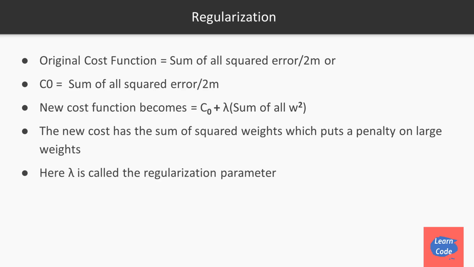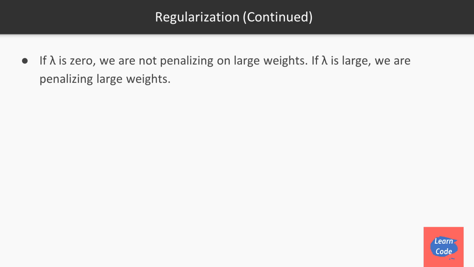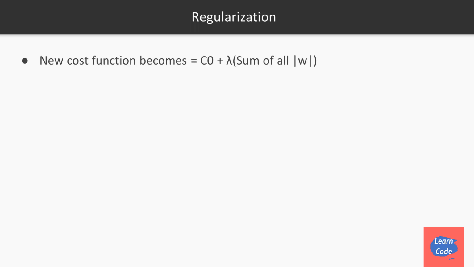Here lambda is called the regularization parameter. If lambda is 0, we are not penalizing large weights, and if lambda is large, we are penalizing large weights a lot. When we take the sum of squared weights, it is called ridge regression or L2 norm. Another way to penalize the weights is to take the sum of absolute weights and then multiply it with lambda. This is called lasso regression or L1 norm.